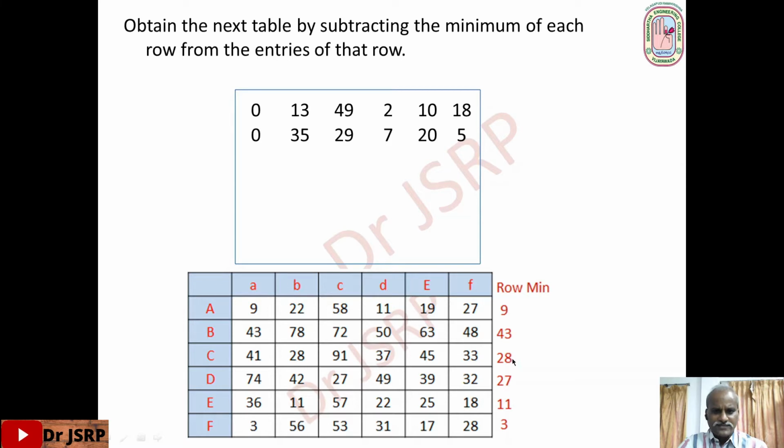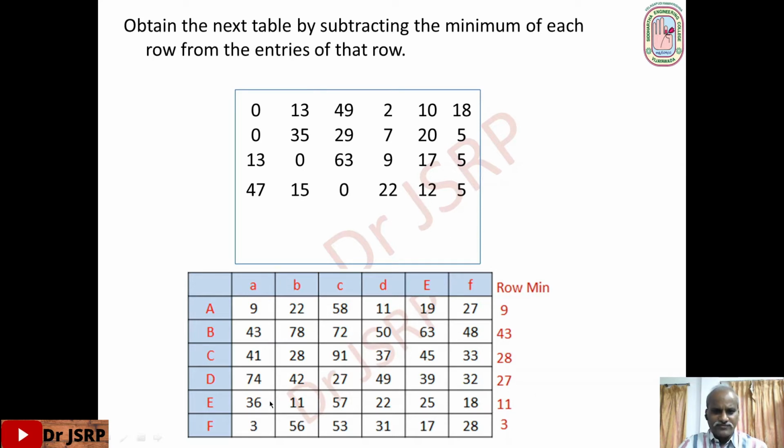Next, subtract 28 from third row, 28 minus 28, 0 here, 91 minus 28, simplify this. So subtract 28 from third row. Next, subtract 27 from fourth row, 74 minus 27, that is 47, 42 minus 27, 15, 27 minus 27, 0, 49 minus 27, 22, 39 minus 27, 12, 32 minus 27, 5.